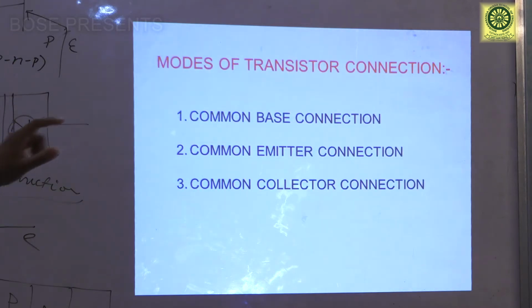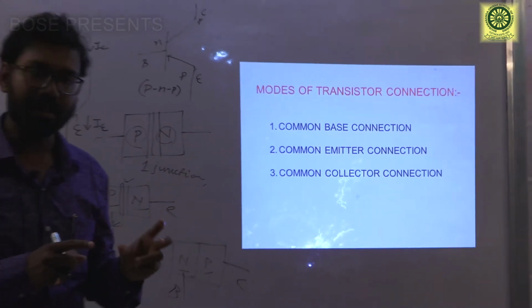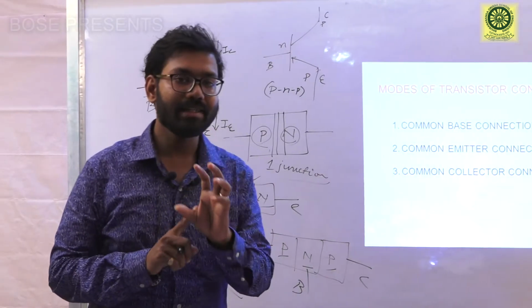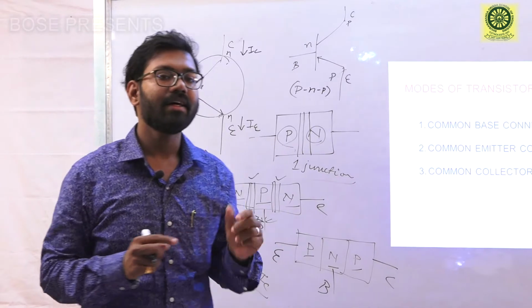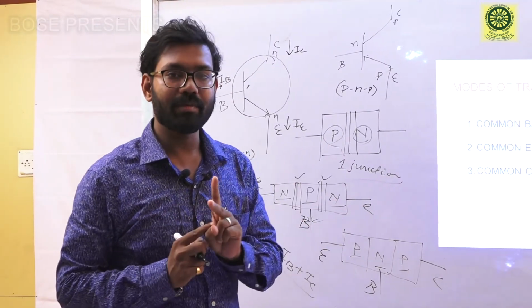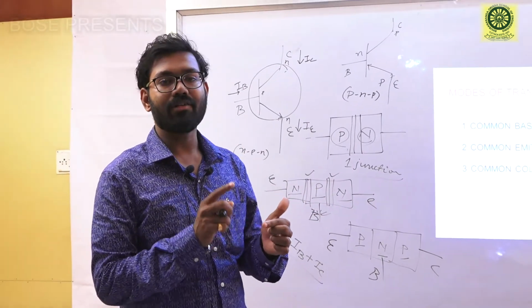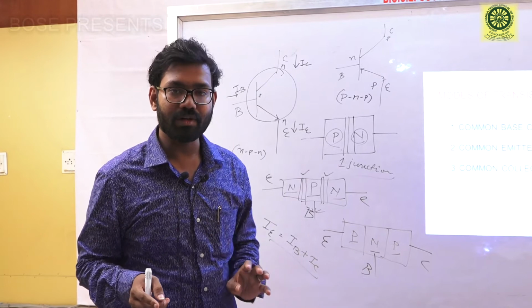So as we can see, there are 3 terminals in the case of a transistor. Suppose we are giving some input to a device, then we need at least 2 terminals. Like that, if we are taking output, then we also need at least 2 terminals.